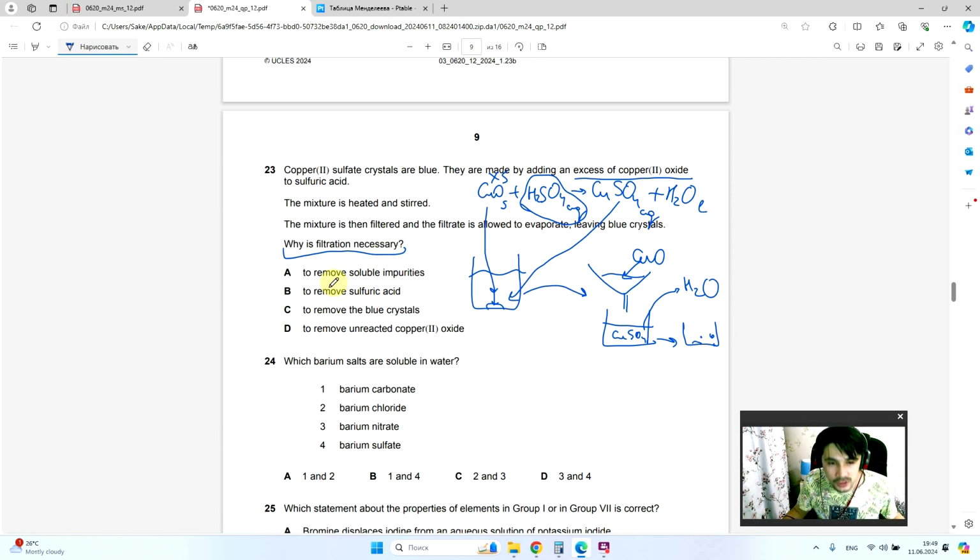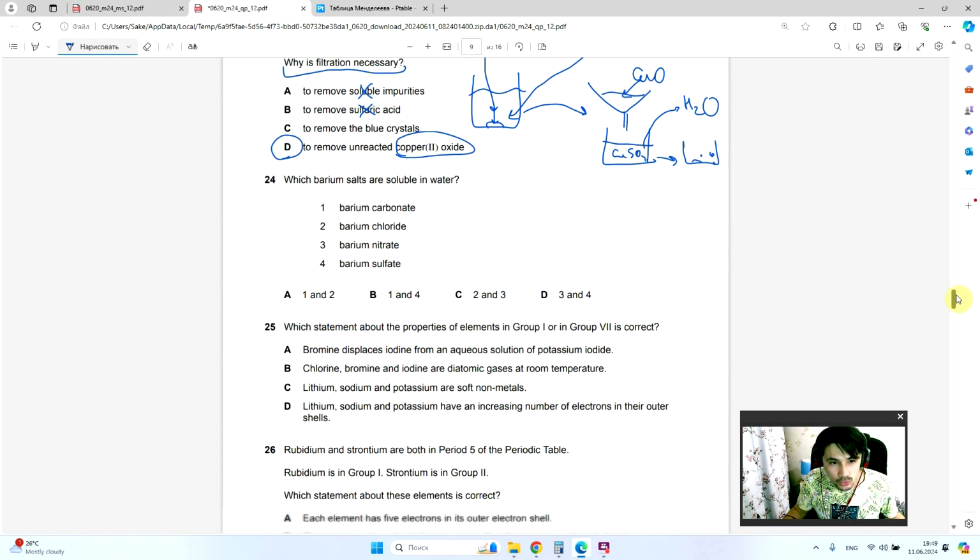So why is filtration necessary? To remove soluble impurities? Nope. To remove sulfuric acid? You don't have it at all. It reacted, it was limited. To remove the blue crystals? Nope. The blue crystals are left after the reaction, after the crystallization. And to remove unreacted copper oxide. And that is our option, guys.